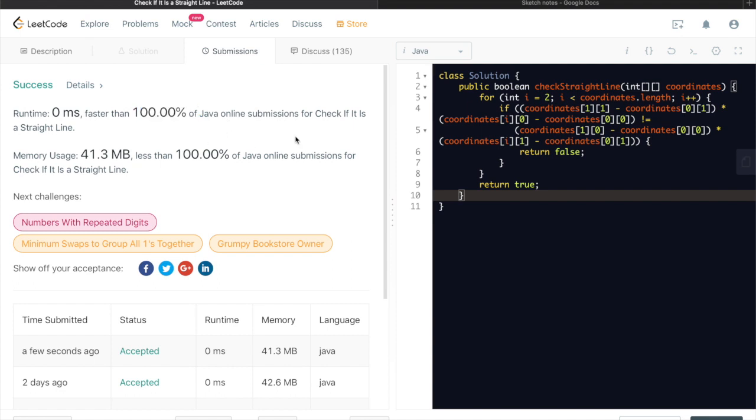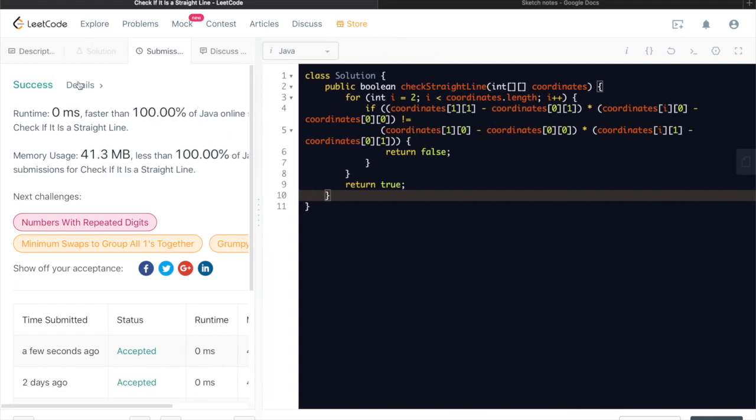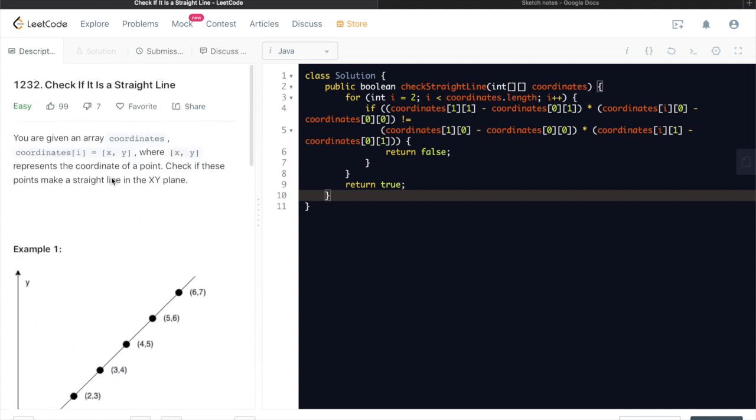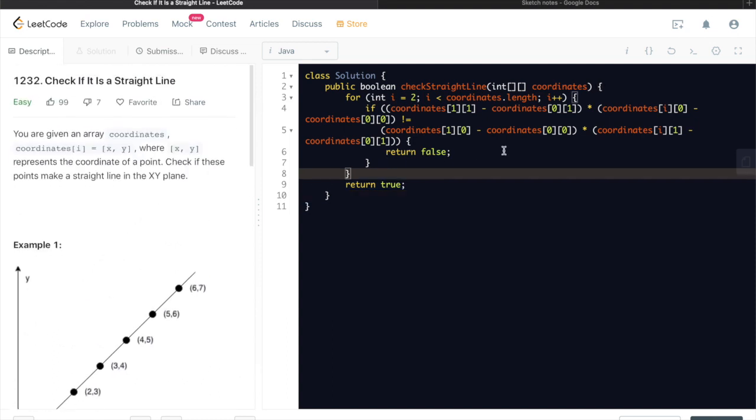Faster than 100%. Anyway, this is a pretty simple and straightforward, easy question. That's it. I don't think there's anything else worth mentioning for this problem. The only thing you need to know is to try to avoid using zero as the denominator for problems like this. So we usually turn division into multiplication.